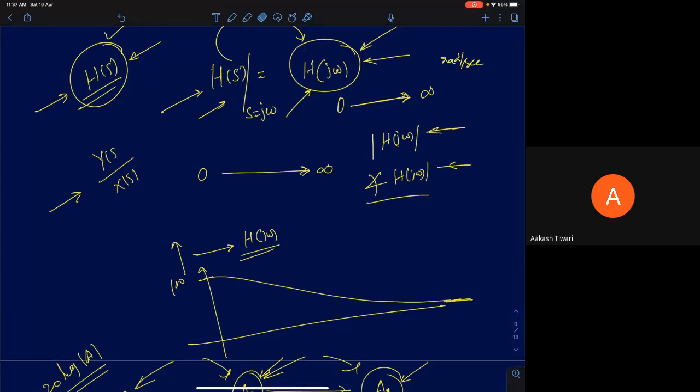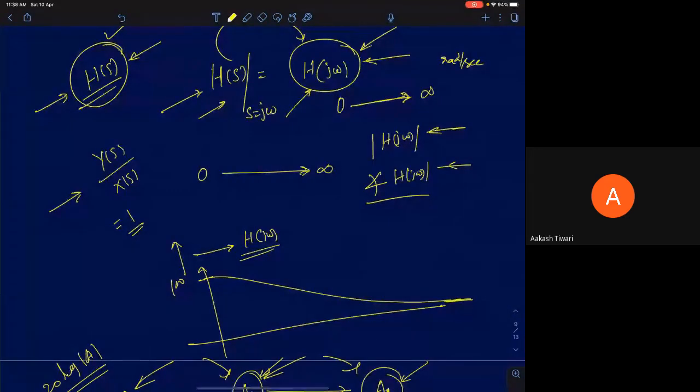One divided by the other. If both the quantities are equal, what will be the value of this ratio? 1, right? If both of them are equal, if y of s equals x of s, then I should get that ratio to be equal to 1.